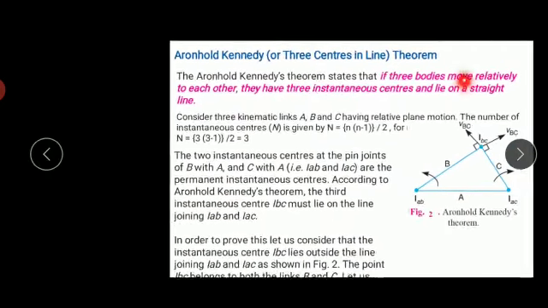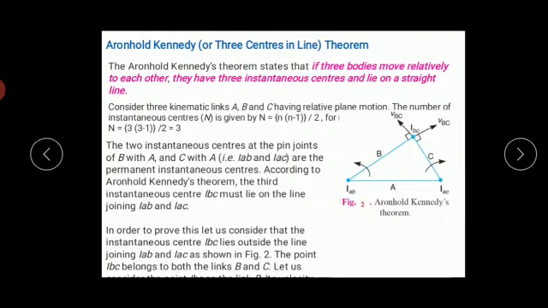Now we have two instantaneous centers here. With respect to links A and B, it is IAB. With respect to links A and C, the instantaneous center is IAC. So this is IAB and this is IAC. And both these instantaneous centers are permanent instantaneous centers. Then according to the Kennedy theorem, the third instantaneous center, IBC, must lie on the line joining IAB and IAC.